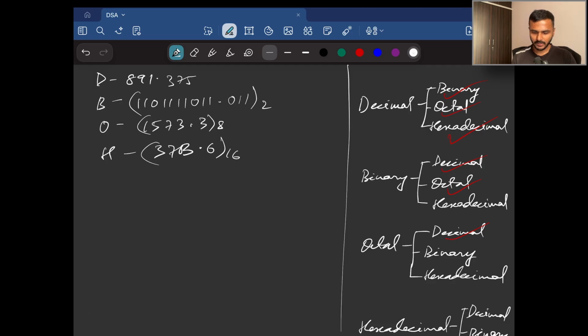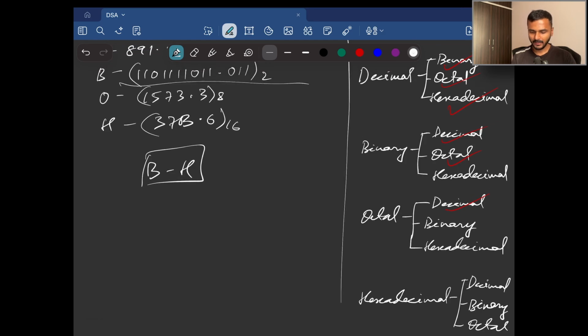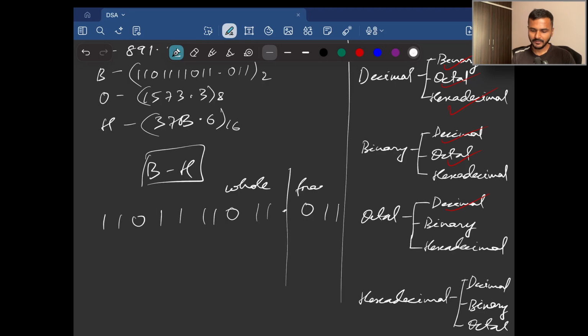Next, let's talk about binary to hexadecimal. For that, we're going to take the same binary number, 1101111.011. The process will be similar to what we followed when converting binary to octal, but instead of creating a group of 3, we will create a group of 4. And of course, we will have to divide the number into the whole number part and the fractional part.